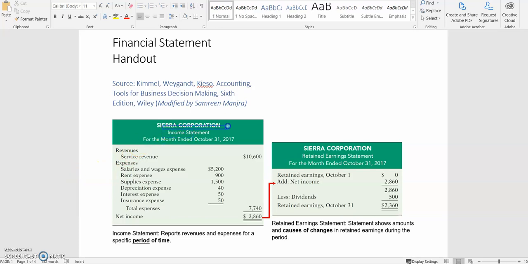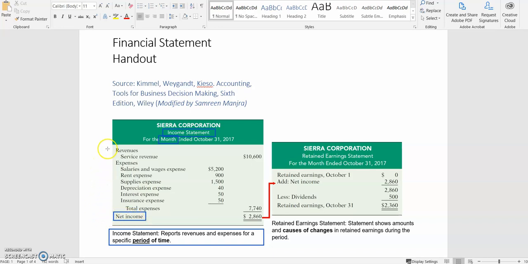The first financial statement a company prepares is the income statement. This income statement is prepared for a period of time. So we're going to be preparing this for the month of October. So October 1st until October 31st, we want to report our revenues and expenses for that specific period of time in order to arrive at the net income, which tells us about the profitability of a company.